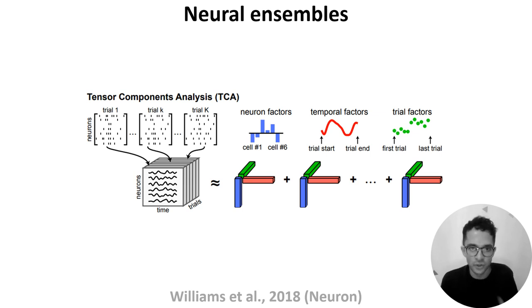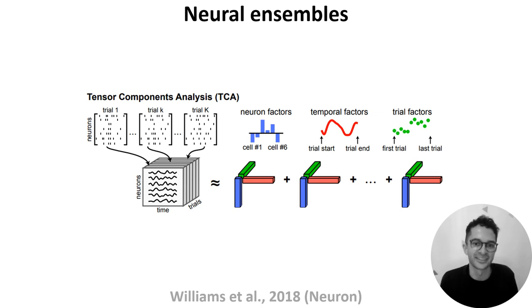Here, we take our 2D matrix of neurons recorded over time and trials and reshape it to a 3D tensor of neurons by time by trials. Then we describe this tensor using a set of ensembles, each of which is composed of three vectors, which are shown in red, green, and blue. A neuron factor denotes how strongly associated each neuron is with that ensemble. A temporal factor notes how that ensemble's activity changes over the course of a trial. And a trial factor shows how the activity of the ensemble changes over trials.